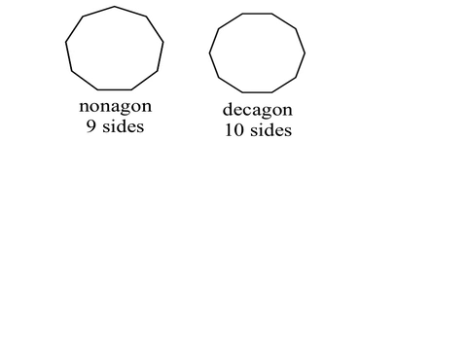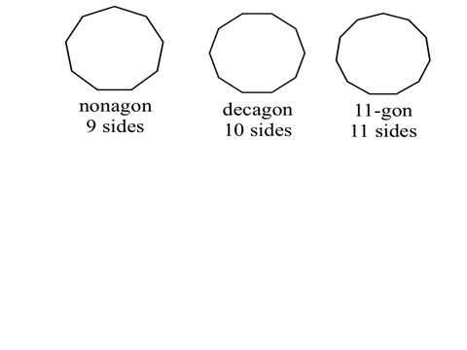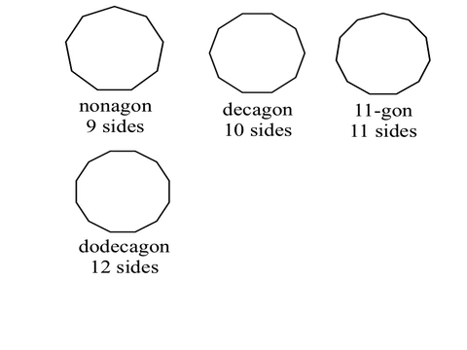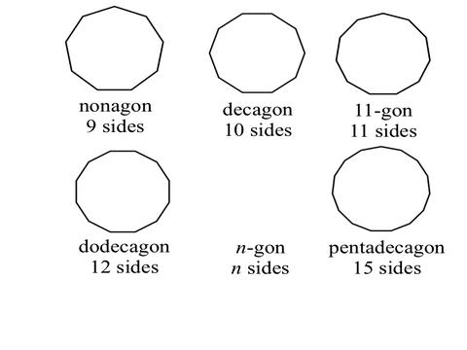Decagon, 10 sides. I know of no special name for an 11-sided polygon, sometimes called just an 11-gon. But a 12-sided polygon is a duodecagon, and after 12 sides, we often just call polygons n-gons, where n is the number of sides. But I do know one more polygon with a special name. A 15-sided polygon is a pentadecagon.